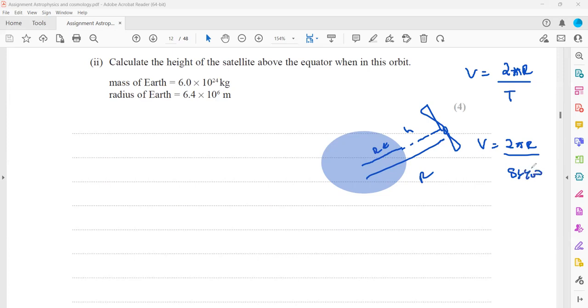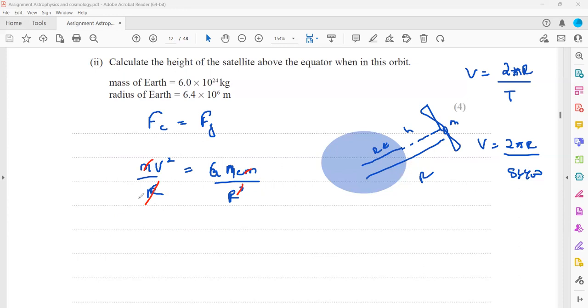R is unknown and v is also unknown. But what we do, as the object is moving in a circular path, the centripetal force is equal to the gravitational force. The centripetal force is mv squared over r, and the gravitational force is given by capital G, the mass of the Earth, the mass of the satellite, small m, over r squared. Now when we cancel out, this r will cancel with this r, and the mass of the satellite cancels out. So we have the v.